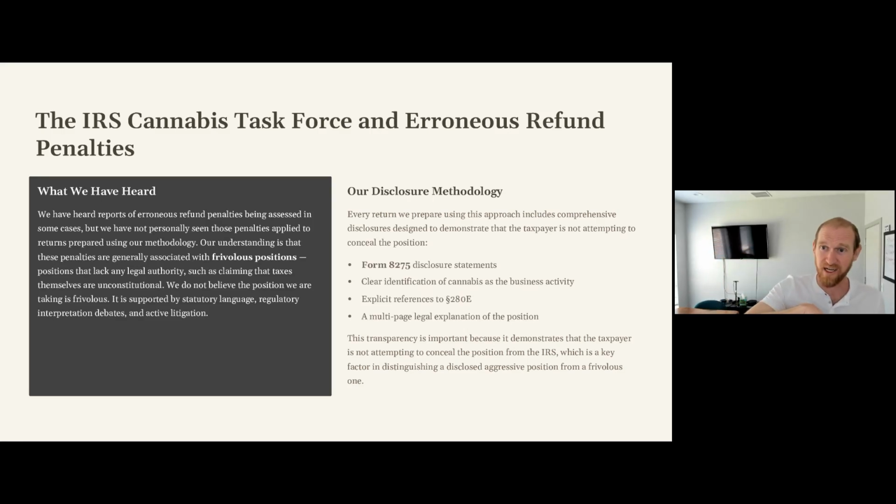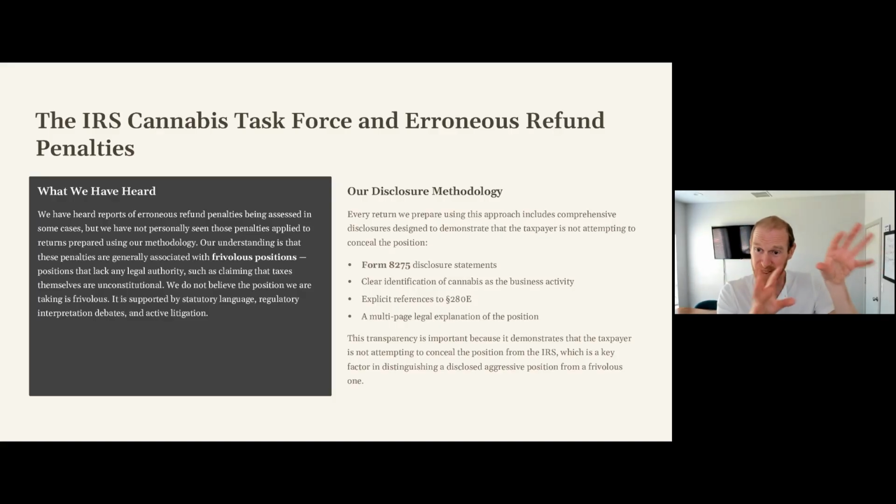So in this slide here, we talk about Form 8275 disclosure statements. Clear identification of cannabis as the business activity. Make sure that you say that it's retail cannabis on the tax return. Explicit reference to 280E, you're talking about 280E. A multi-page legal explanation of position.